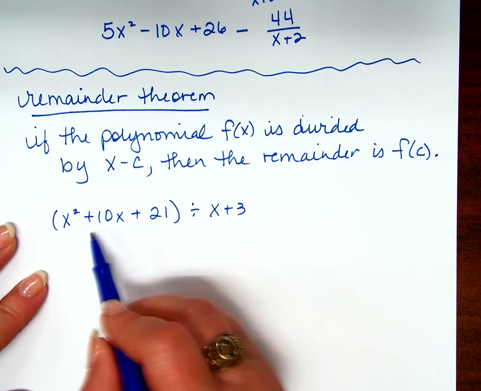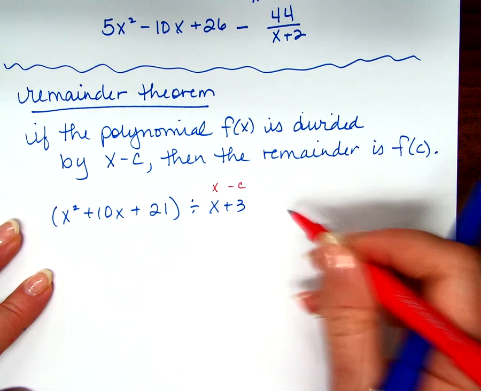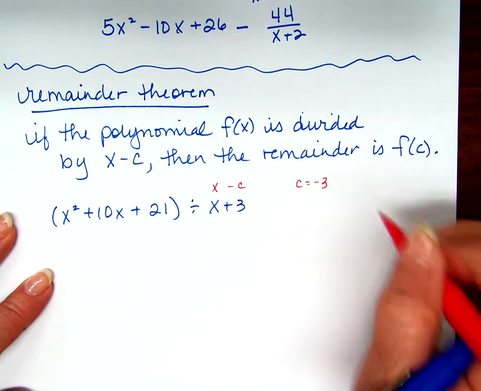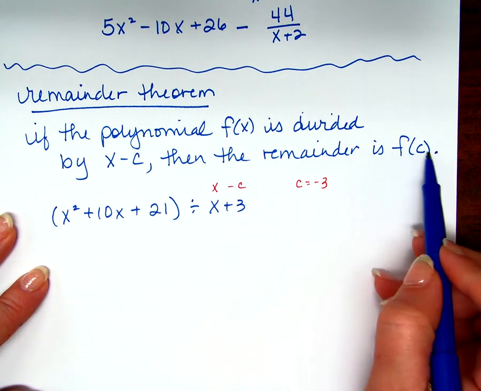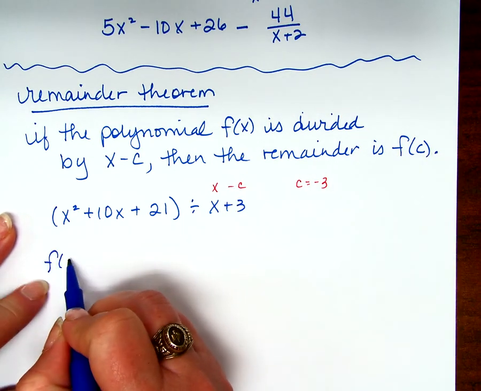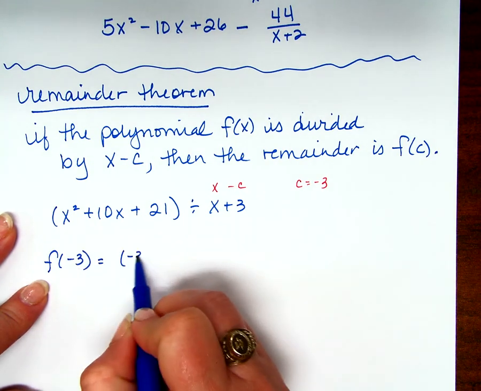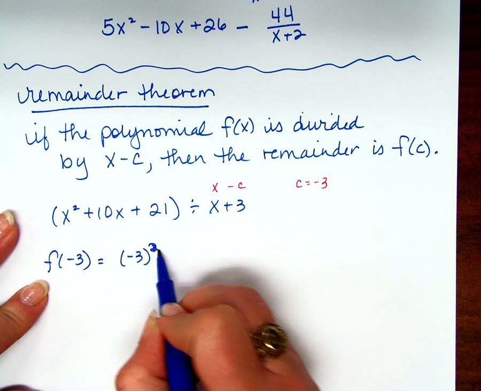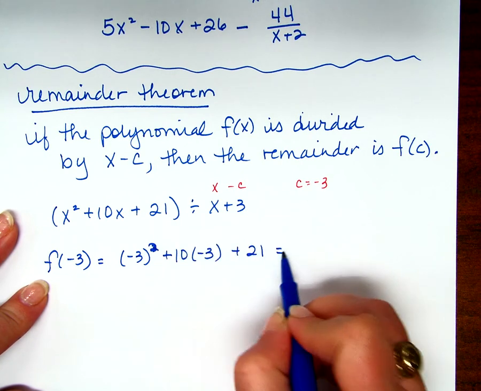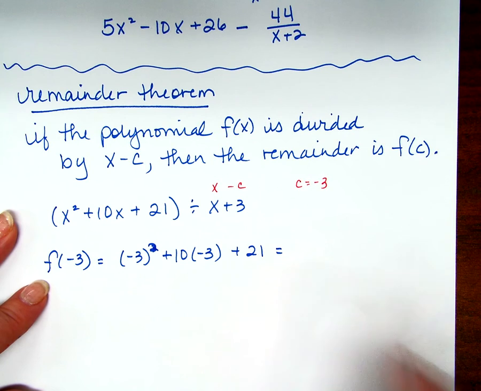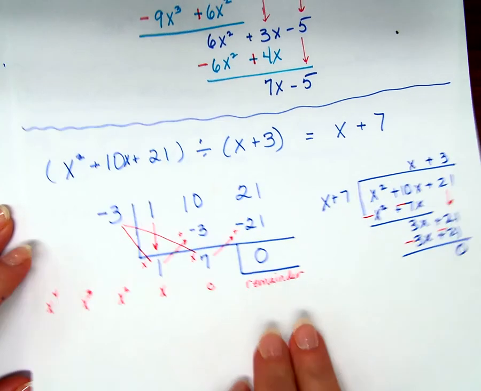So if I divide this polynomial by x minus c, in this case c is negative 3, then the remainder is also f of c. So the value of this function at negative 3. If I substitute in a negative 3 right here, I should get the exact same thing as this answer as I did for this remainder when I did the division problem.